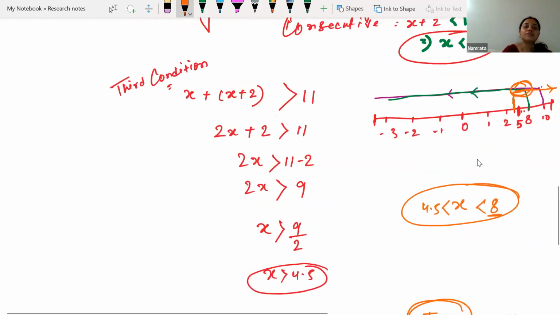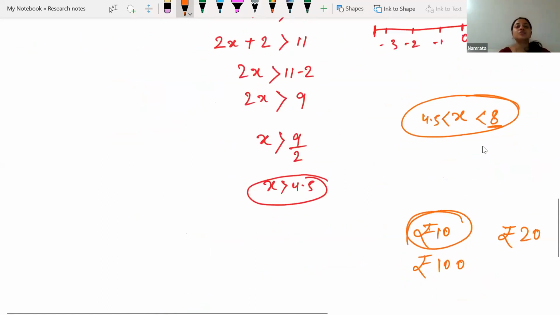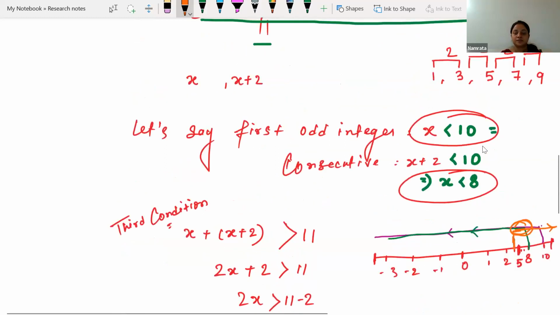What we have to find here is all pairs of consecutive positive odd integers. If I list down all the positive integer values in this range, it will be 5, 6, 7, right? So the pair of consecutive odd integers will be 5 and 7 only, which we are getting from here. Right, Lina? Yes, ma'am. So that's our answer. Is it clear? Yes, ma'am.